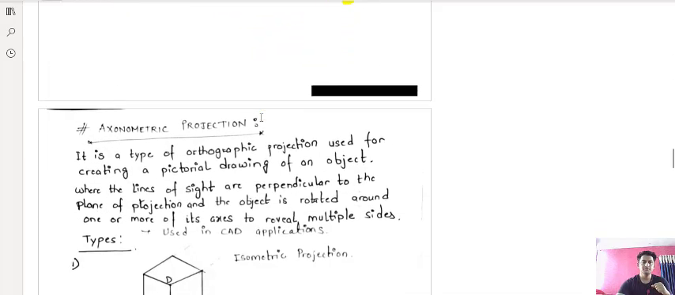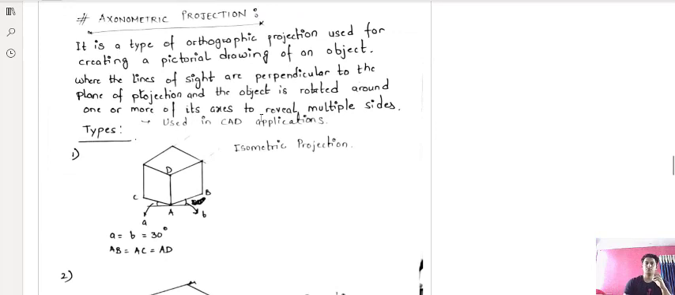Okay, now comes the axonometric projection. So what is axonometric projection? It is a type of orthographic projection used for creating a pictorial drawing. Pictorial drawing means that length, breadth, and height of an object are seen, where the lines of sight are perpendicular to the plane of projection, and the object is rotated around one or more of its axes to reveal multiple sides.